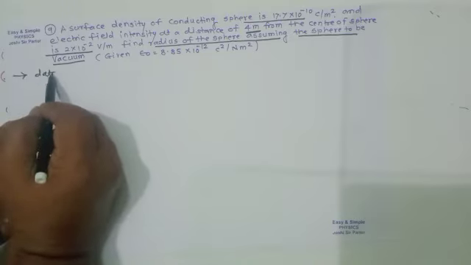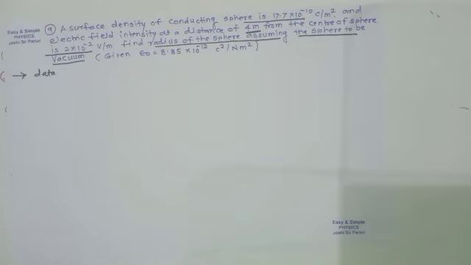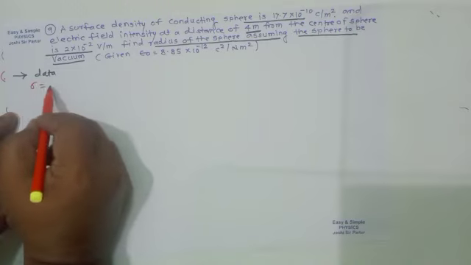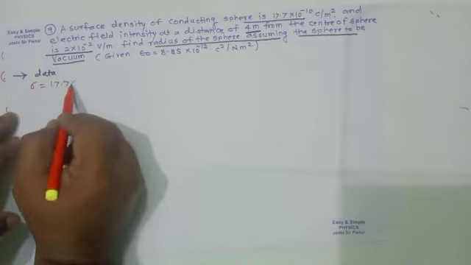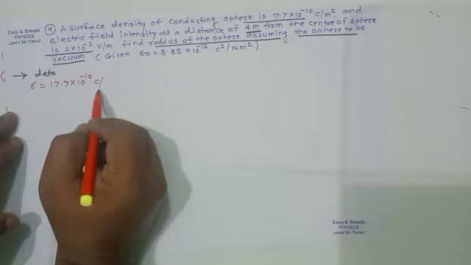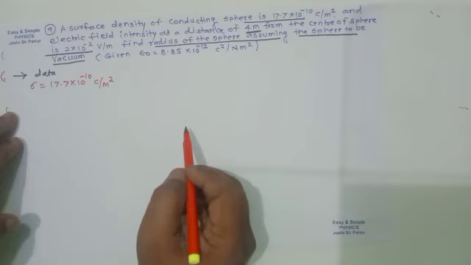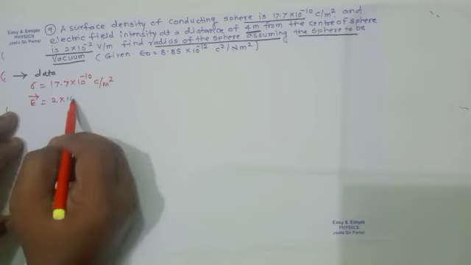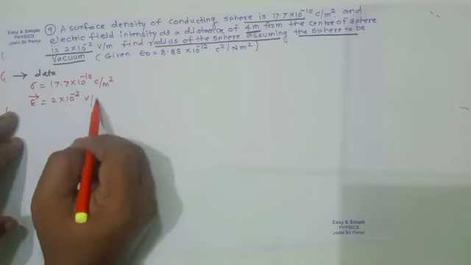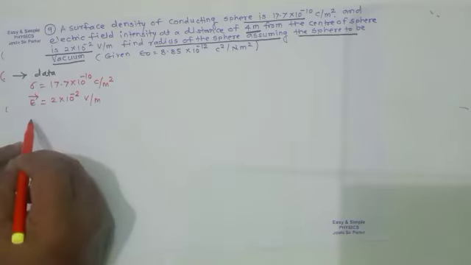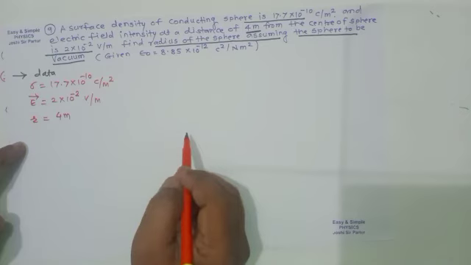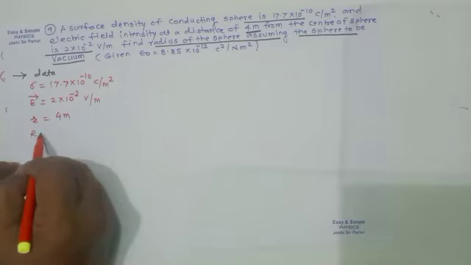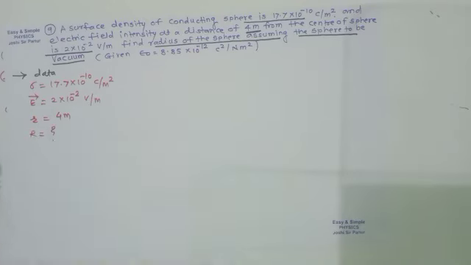So first of all we can write the data. In this example, the data will be: surface charge density sigma is given as 17.7 into 10 raised to minus 10 coulomb per meter square, and electric field intensity vector E is given as 2 into 10 raised to minus 2 volt per meter, which will be Newton per coulomb, at distance small r given as 4 meter from the center of the charged sphere, and we can find out the radius of the charged sphere, capital R.